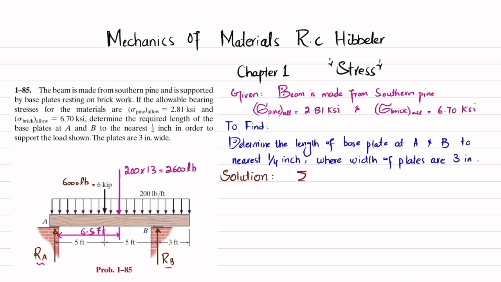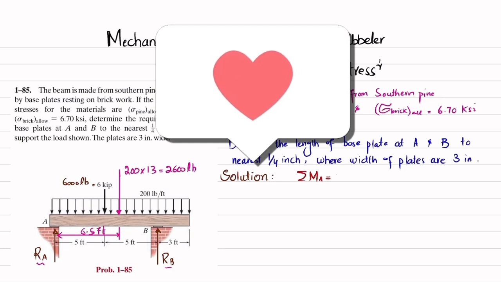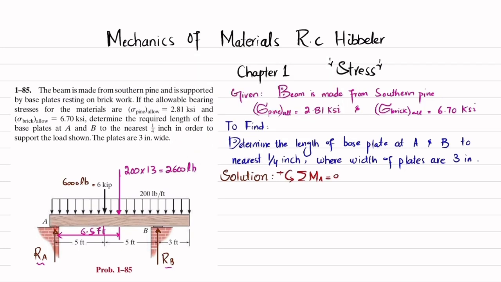The first equation of equilibrium is that the sum of all moments about point A is equal to 0, taking counterclockwise moment as positive. About this point A, the first moment is due to this 6 kips, or 6,000 pound load, and the perpendicular distance is 5. This is producing clockwise moment, so it will be negative. So I will write minus 6,000 into 5.